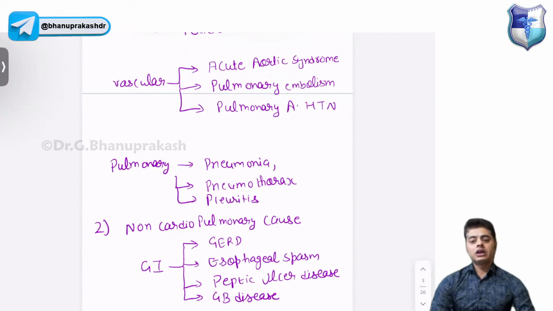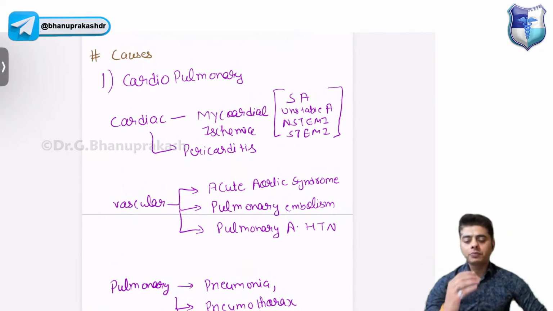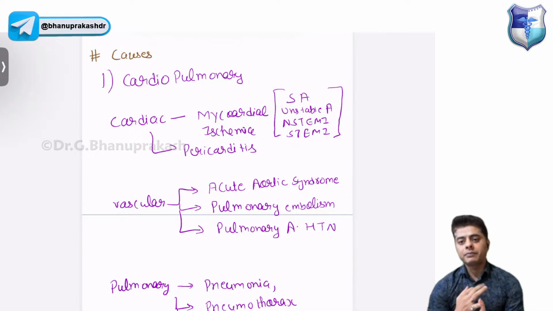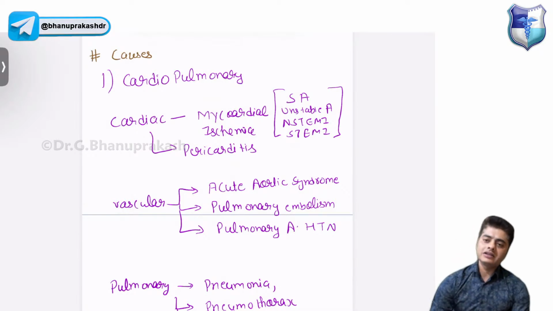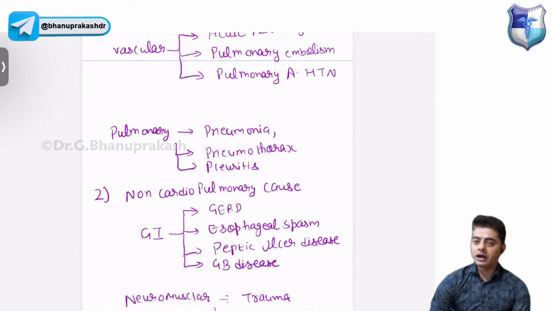So we will revise our list. We start with first, cardiopulmonary. In the cardiopulmonary heading, it is cardiac, vascular, and pulmonary. In cardiac, it is myocardial ischemia. Under myocardial ischemia, it is stable angina, unstable angina, non-ST elevation MI, and ST elevation MI. Then it's pericarditis. Under vascular, it is acute aortic syndrome, pulmonary embolism, or pulmonary artery hypertension. Under pulmonary, you are having pneumonia, pneumothorax, and pleuritis.